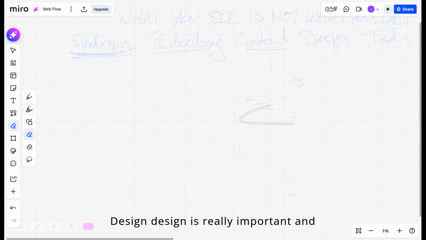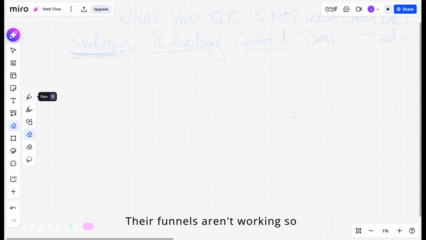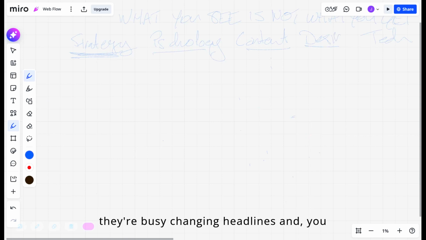Design. Design is really important, and people don't put as much emphasis on design as they should, I believe. Their funnels aren't working, and so they're busy changing headlines and tweaking copy and trying to fix their offer, which they think might be broken, all sorts of things. But design is actually one of the psychological aspects of your funnel system, because people either like the design or they don't.